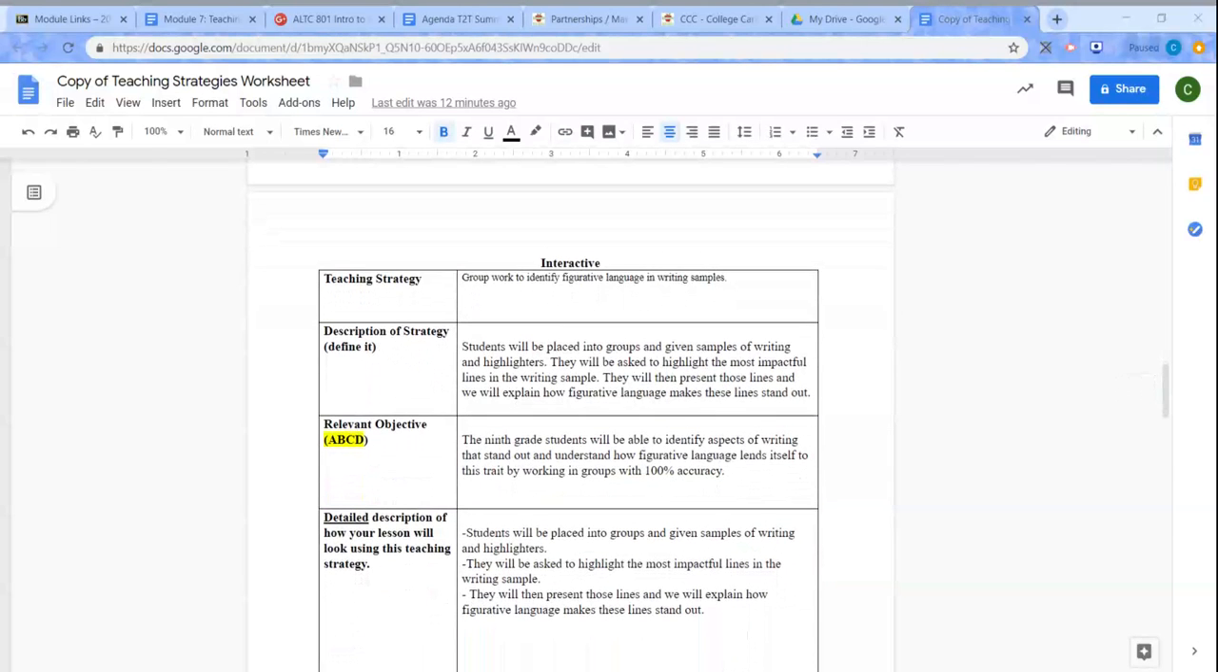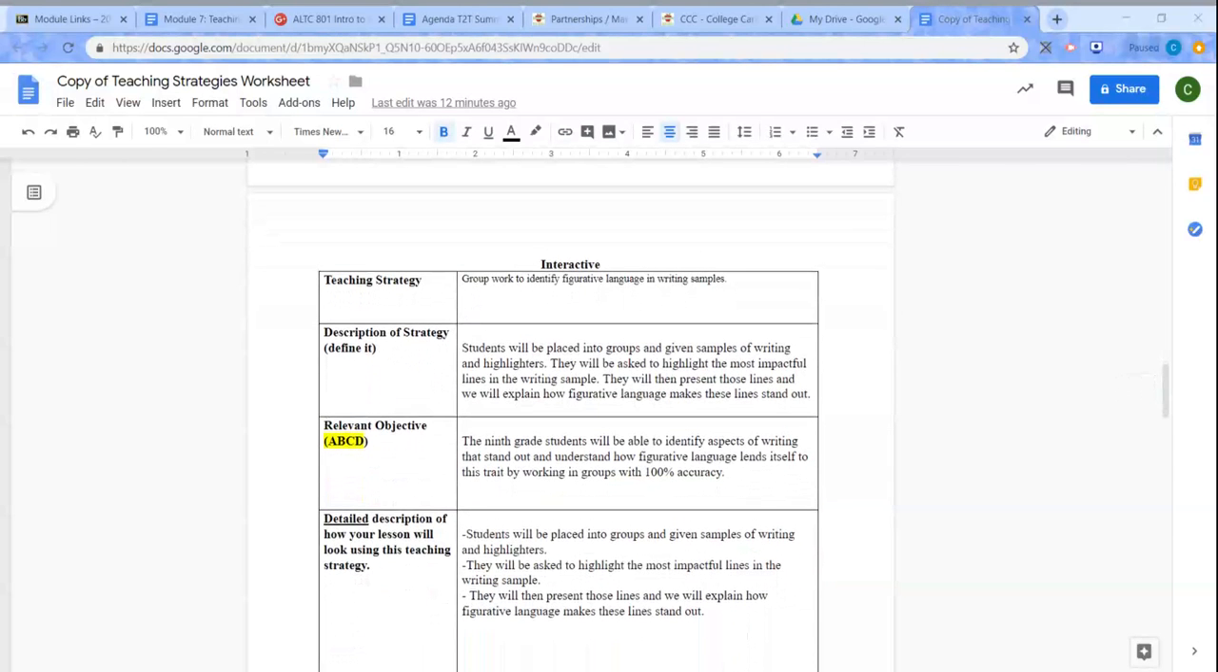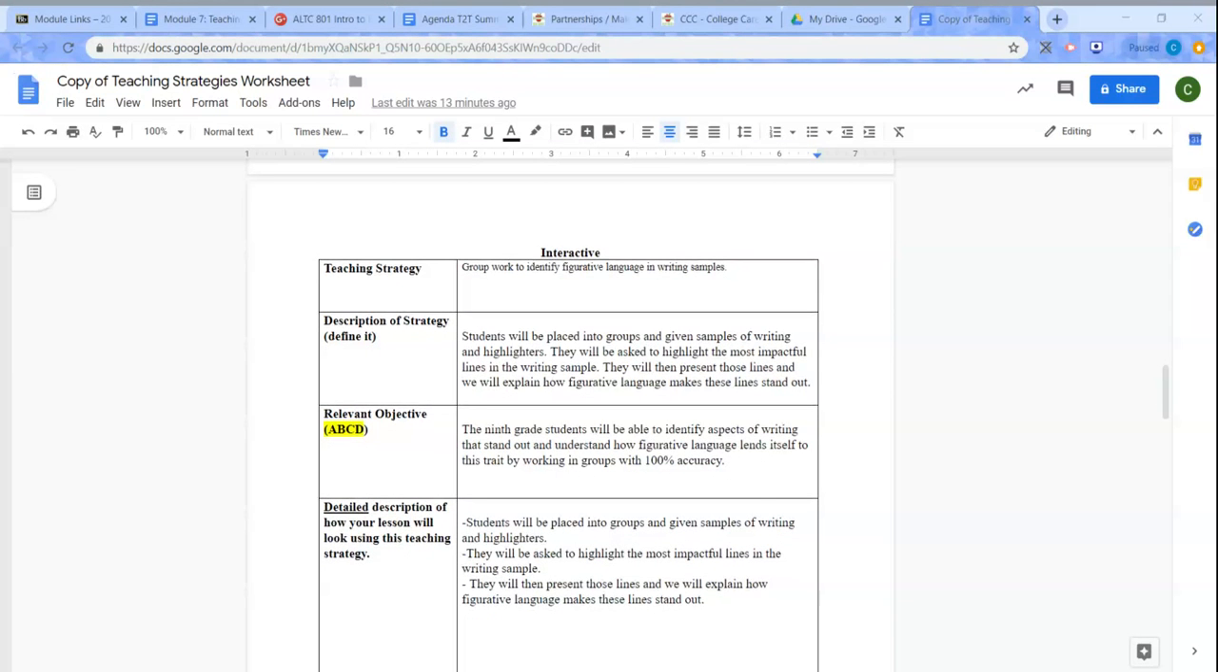And then for my interactive teaching strategy, I chose to put them into groups and give them writing samples, which I would usually use part of a short story or even a news article. I have them have highlighters, and they highlight the sentences that really stand out to them or really pull them into the writing without any idea of what figurative language is. And then we go back into why those sentences were so impactful and how figurative language made them impactful.